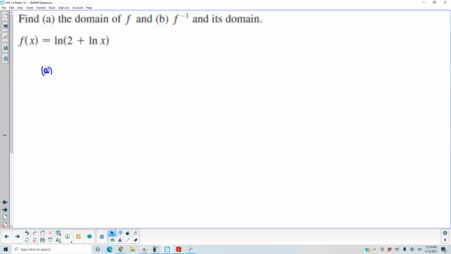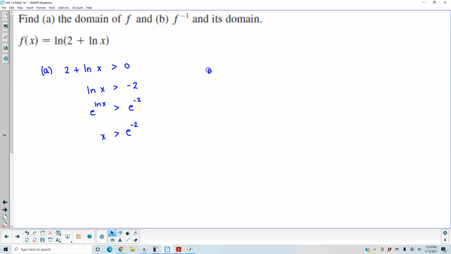So that means that we need to take 2 plus the natural log of x, and that has to be greater than 0. So let's subtract 2 from both sides, so we get the natural log of x is greater than -2. And then we're going to exponentiate both sides, so e to the natural log of x is greater than e to the -2. So that tells us that x is greater than e to the power of -2.